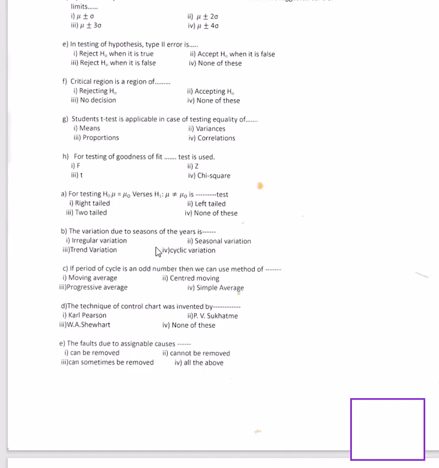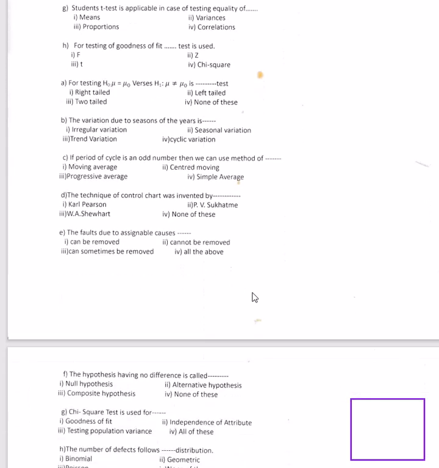The variation due to seasons of the year is a seasonal variation. If the period of cycle is an odd number, then which method can we use? Suppose the period of cycle is odd, therefore we can use the moving average method. If the period is even, then we can use the centered moving average. These are two different methods.